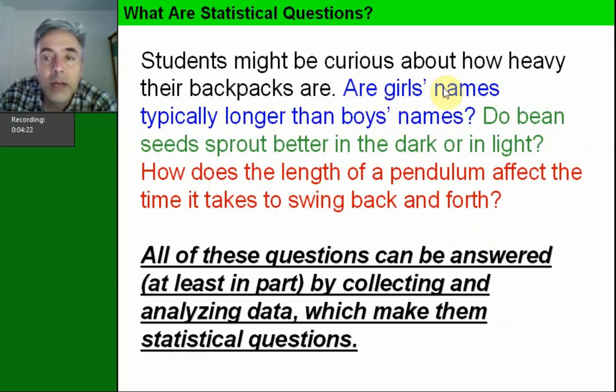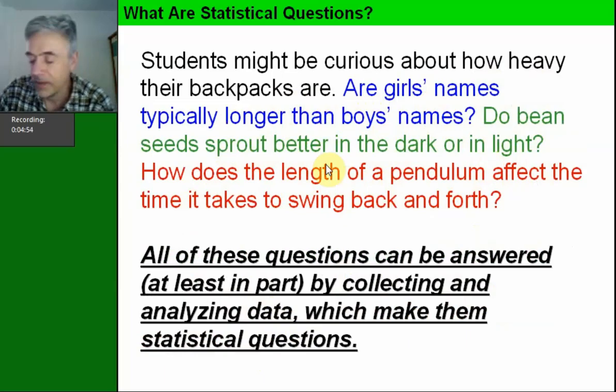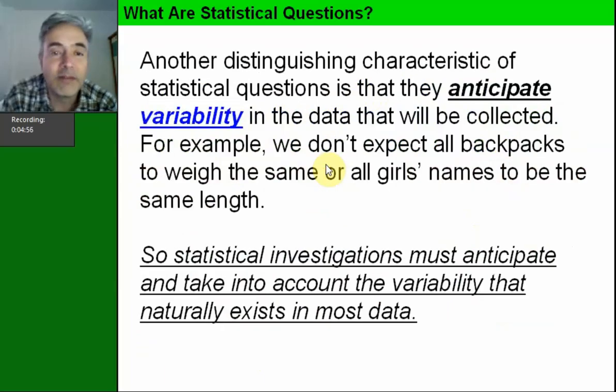Students might be curious about how heavy their backpacks are. Are girls' names typically longer than boys' names? Do bean seeds sprout better in the dark or in the light? How does the length of a pendulum affect the time it takes to swing back and forth? All these questions can be answered, at least in part, by collecting and analyzing data, which makes them statistical questions. So what do they have in common? Did you ever reflect about this? We're going to address that answer, okay? What do those questions have in common?